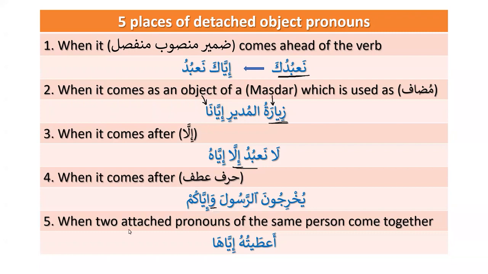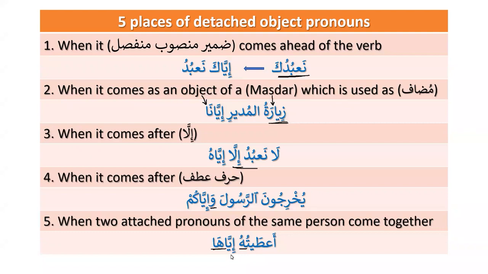And the last one is when 2 attached pronouns of the same person come together. As we know that we have the third person and the second person and the first person. So if we have 2 pronouns and they are from the same person, for example, we have hu and ha, as we know that these are the third persons, and then it's not possible to use them together. So what do we have to use? We have to use iyaha or iyahu. A'taytuhu iyaha. I gave it to him.